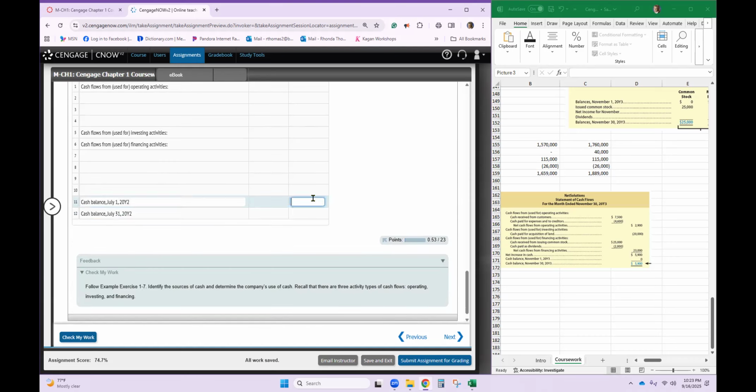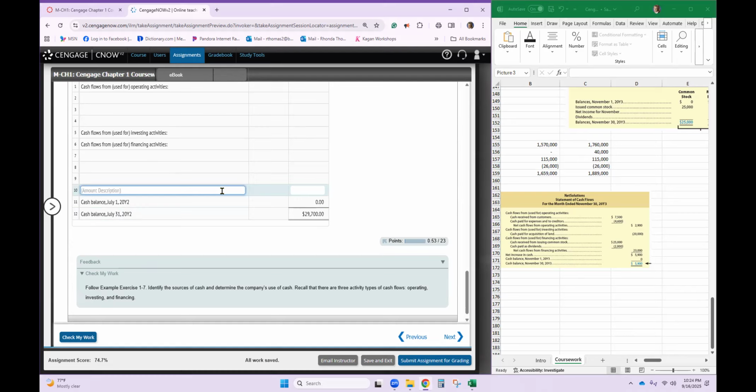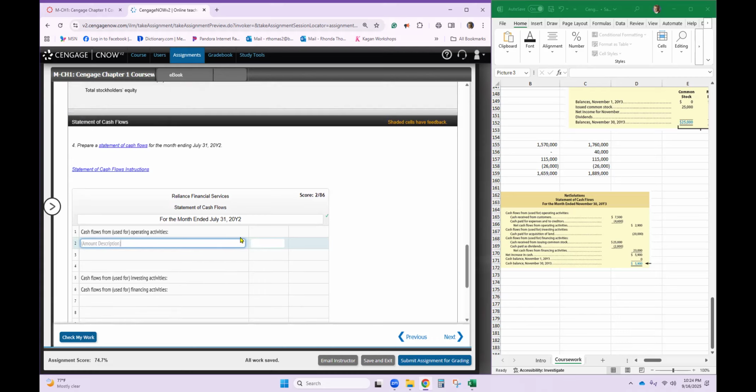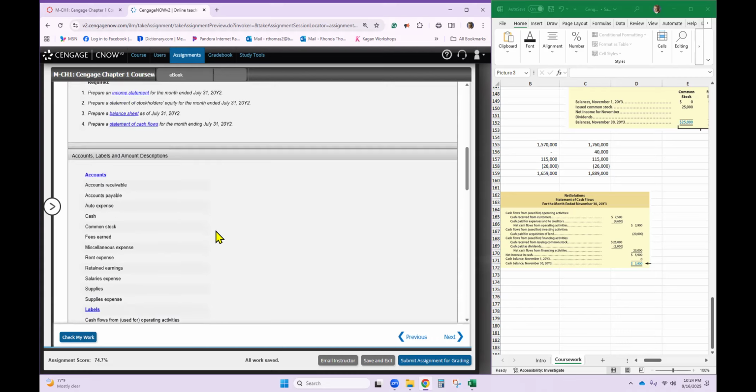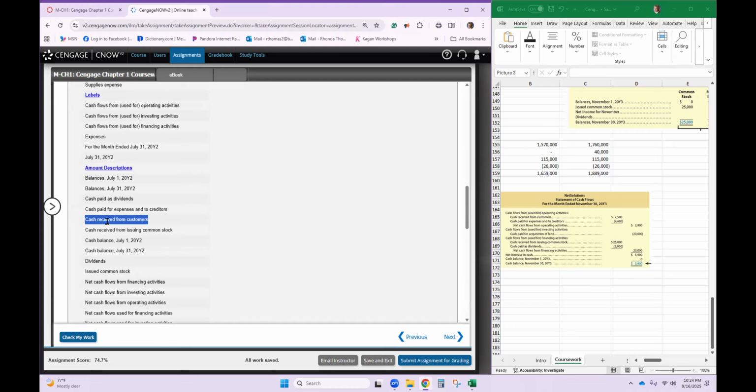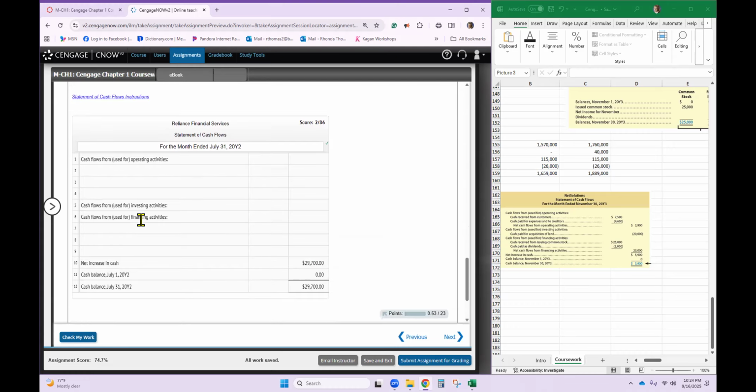Okay, it started with 0. It has 29,700 now. So it had a net increase of exactly the balance because this is the first month of business. Net increase in cash, 29,700. Okay, we had cash received from customers. So we'll start on this upper part here. Cash received from customers. So this is just the cash.